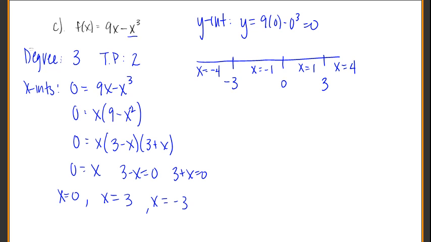These numbers I want to test, I can either put them in the original function, or I could put it in the factored form. I'm actually going to try it right here in this factored form because sometimes it comes out a little easier. Because look at this. If I plug negative 4 in, this first part, obviously it's negative. 3 minus negative 4, that's a positive number. So we have a negative times a positive, which is negative. And 3 plus a negative 4 is negative. So a negative, positive, negative is going to be a negative.